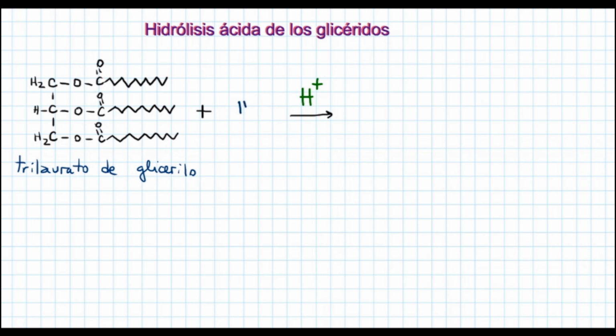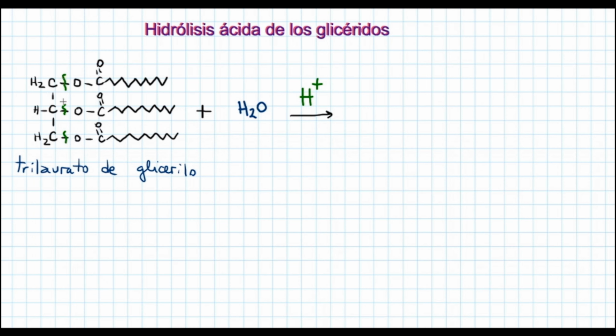Which bonds were formed previously, that is, the bond between the carbon and the oxygen of the ester bond is broken. These were the ones that were formed when triglycerides were obtained. Therefore, to break 3 bonds, 3 water molecules will be needed.